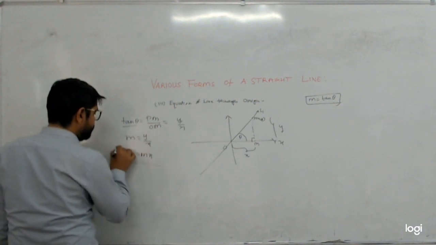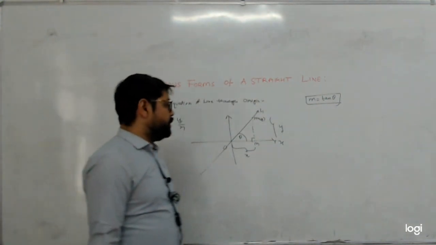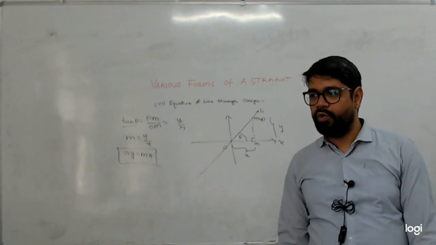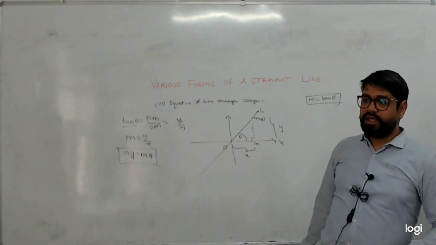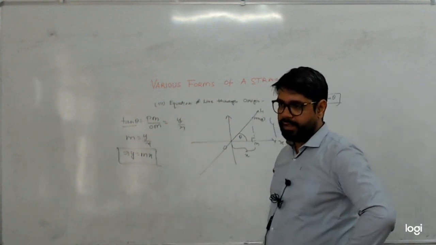This is the equation of any straight line which is passing through the origin. That is, अगर आपको एक straight line given है जिसका slope m है और वो origin से पास हो रही है, तो straight line की जो equation होगी वो होगी y is equals to mx. Is it clear है?